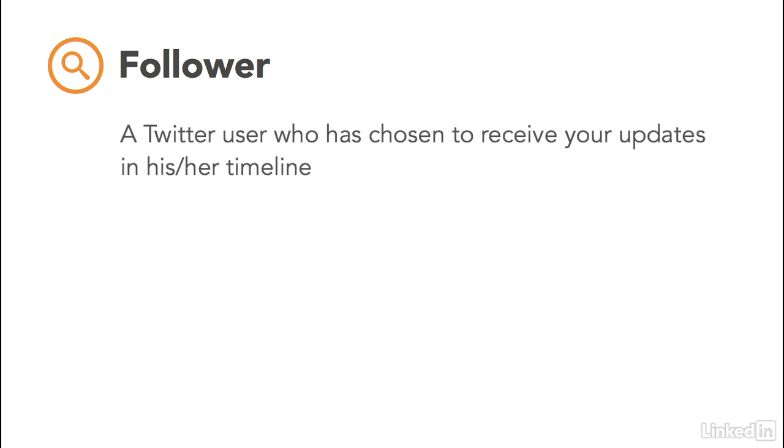Follower. A follower is someone who has chosen to receive your updates in their timeline. And this is a main focus of businesses on Twitter. Gaining followers is similar to getting likes on Facebook. The difference here is that 100% of your tweets will be delivered to the timeline of your followers in chronological order. You can see how many followers you have from your Twitter profile.